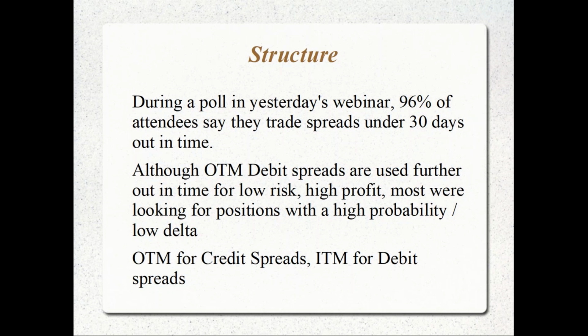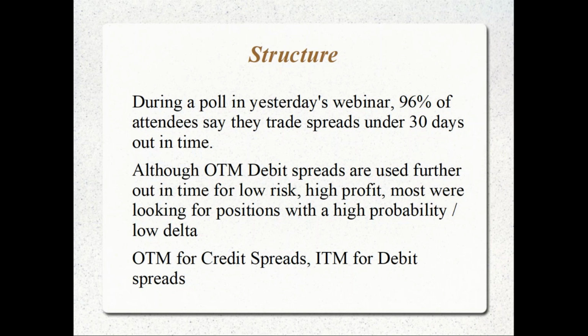A structure we can use for debit spreads is what are called out-of-the-money debit spreads. When we talked about setting up a credit spread that's out of the money, for a bull put, both strikes would be below the stock price, and for a bear call, both strikes would be above, so we get that probability of 70% or more. Some investors will use out-of-the-money debit spreads instead of in the money for the higher probability.